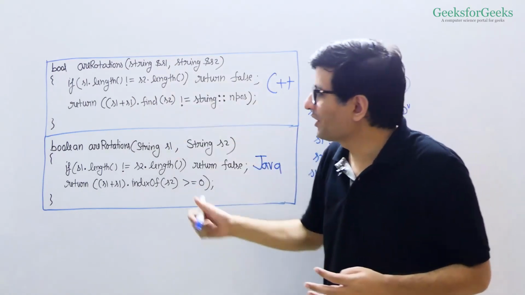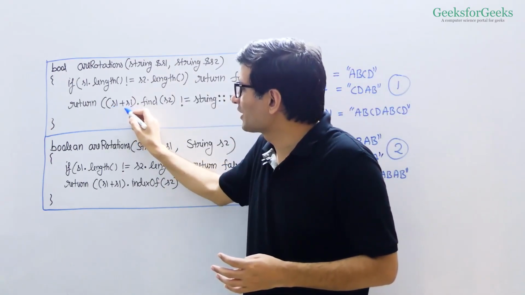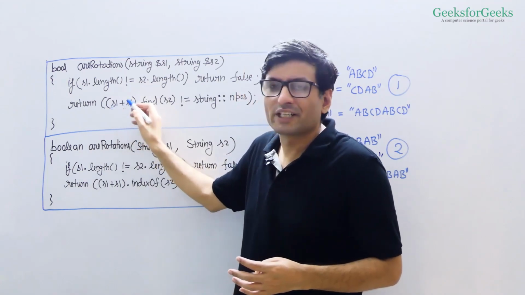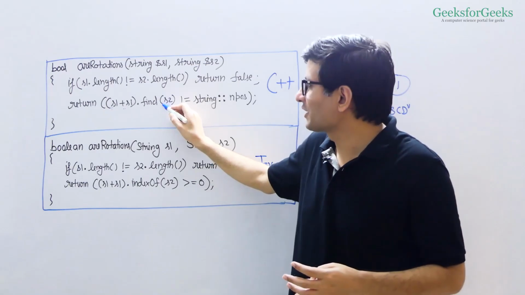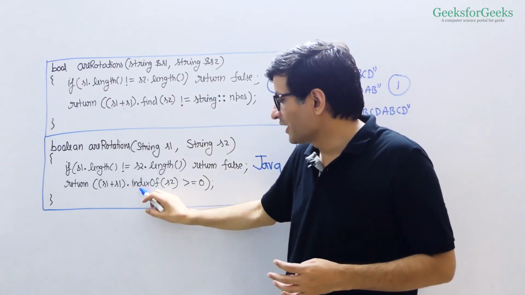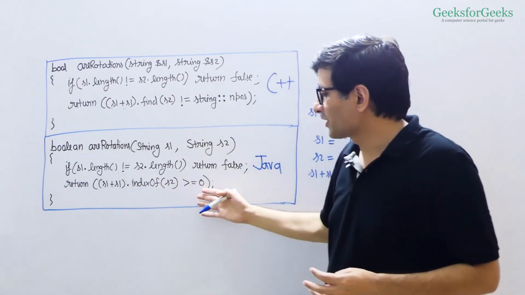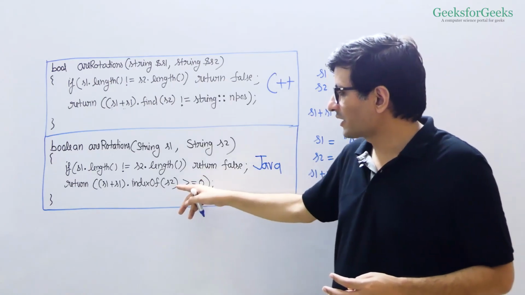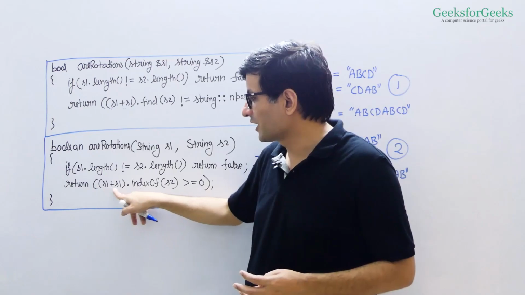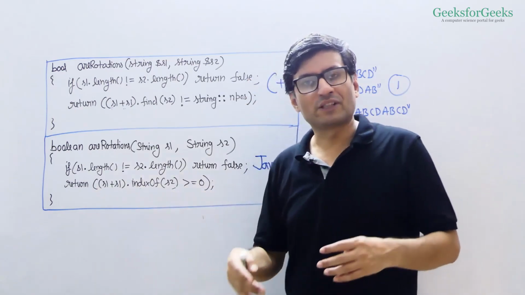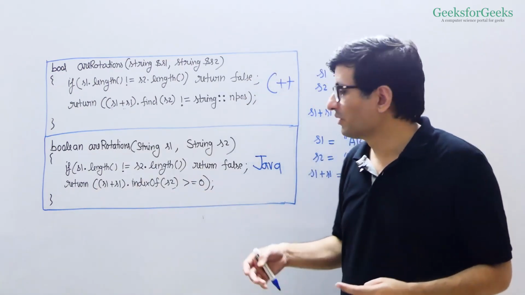And here what are we doing? We are concatenating S1 with itself, and then we are searching S2 inside it using the find function in C++ and using indexOf in Java. So the indexOf function returns the index of the first occurrence of S2 in this string S1 plus S1. And if it's not present, then it returns a negative value.